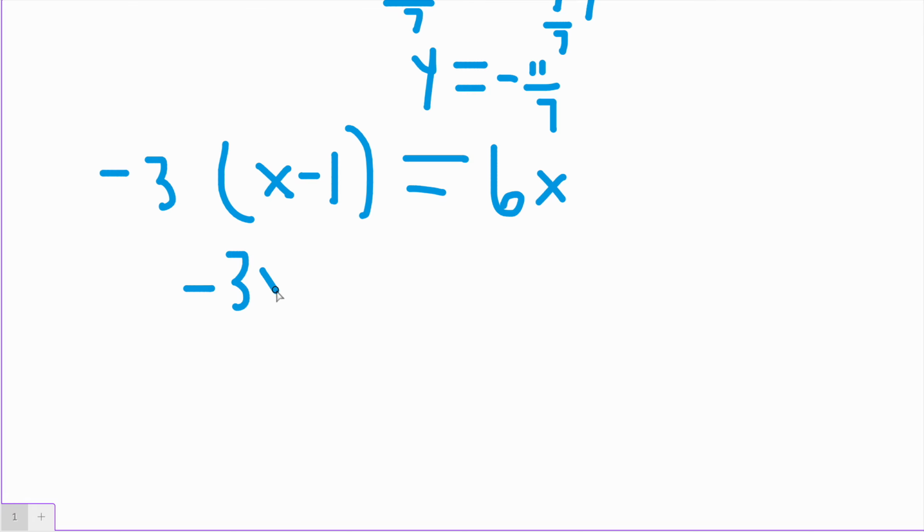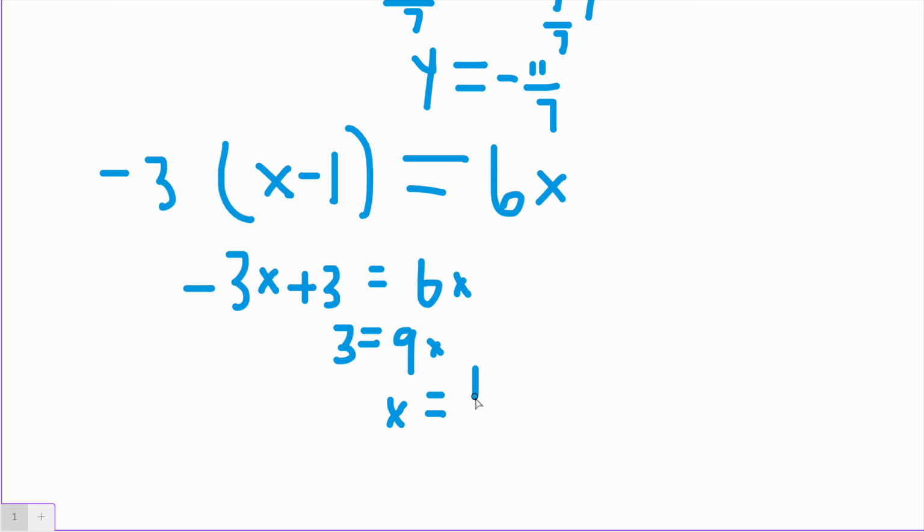So we have negative 3x plus 3 equals 6x. So we get that 3 equals 9x, and x equals 1 over 3.